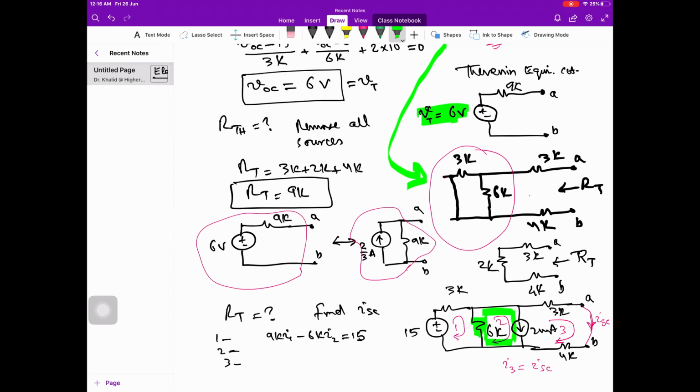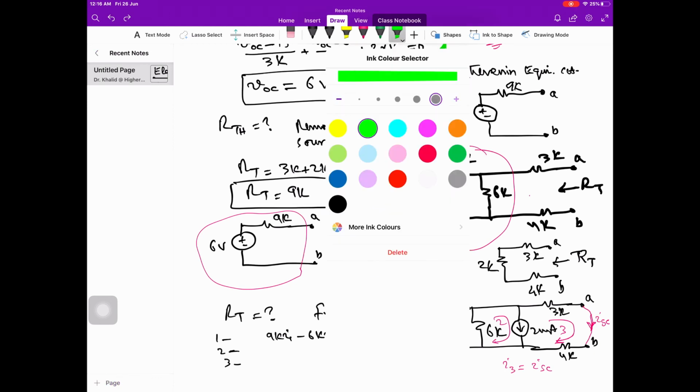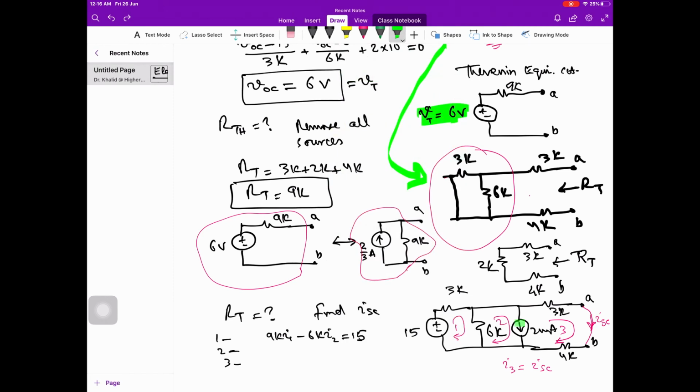As I have discussed in the mesh analysis lecture, we see that this current source is shared by mesh 2 and mesh 3. As the current source is shared by 2 mesh currents, following the directions of I2 and I3, we should say I2 minus I3 is 3 milliampere.